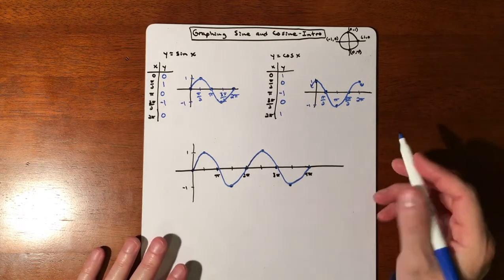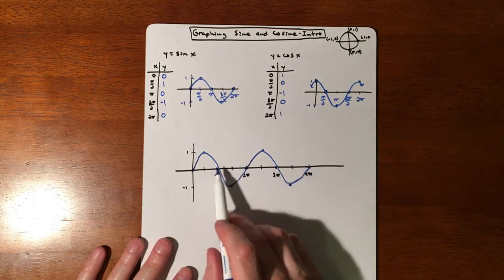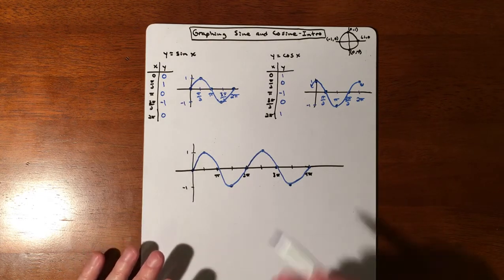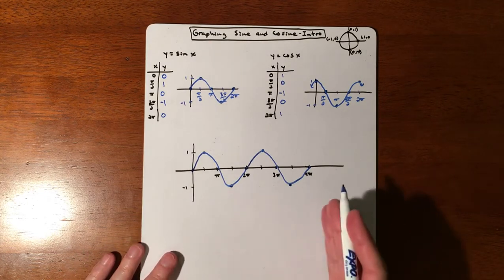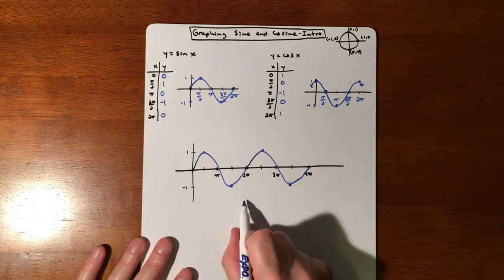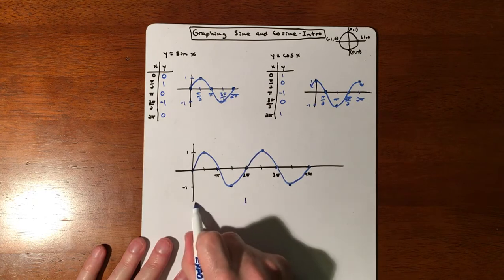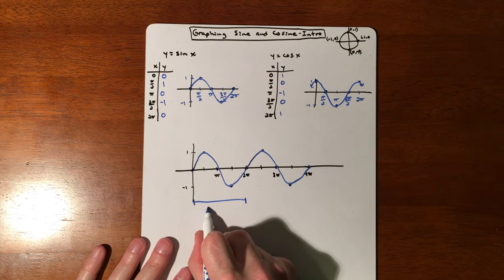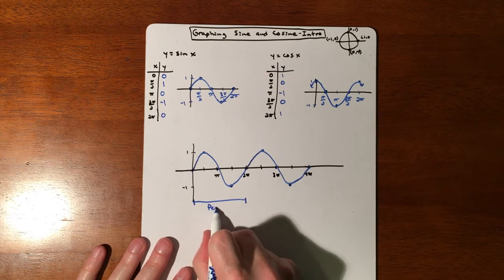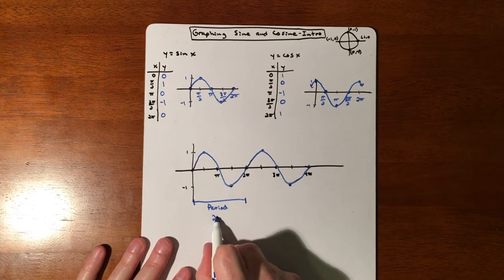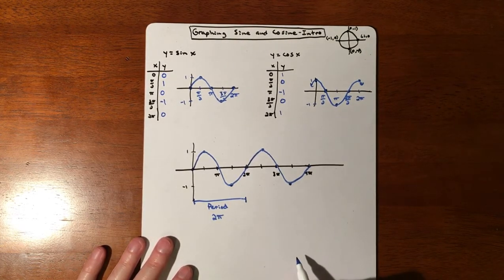Some terminology that we have is called a period. How long does it take for one full cycle to happen? Well, for our sine and our cosine, from here to here is one cycle, so we call that a period. And all sines and cosines normally have a period of 2 pi. That's going to be messed with, but that's how it normally starts off.